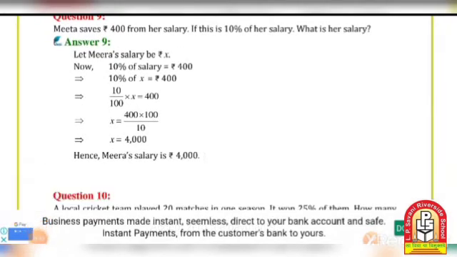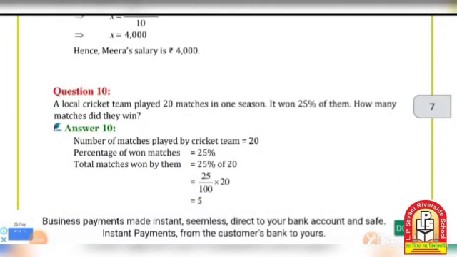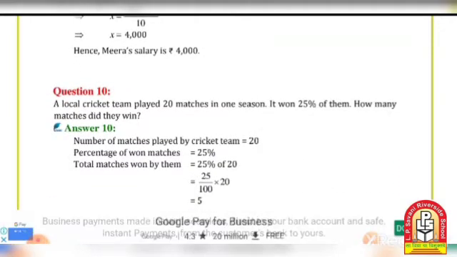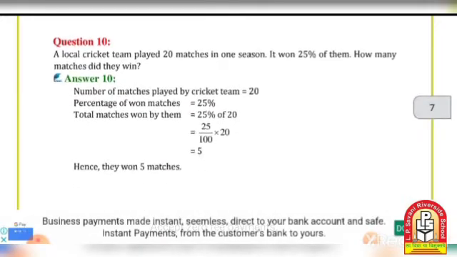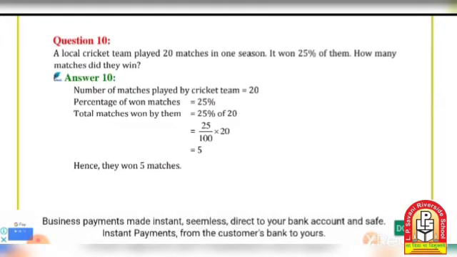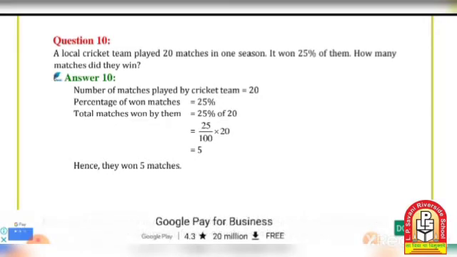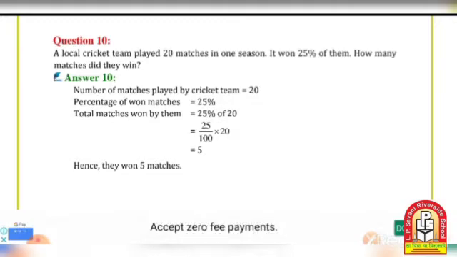Then in question number 10, a local cricket team played 20 matches in one season. It won 25% of them, and how many matches did they win? Okay, so this kind of word problem we have to solve by calculating 25% of 20, then we get 5 matches. So this concept we have to use in the questions.